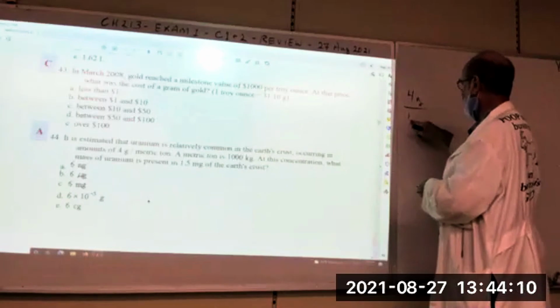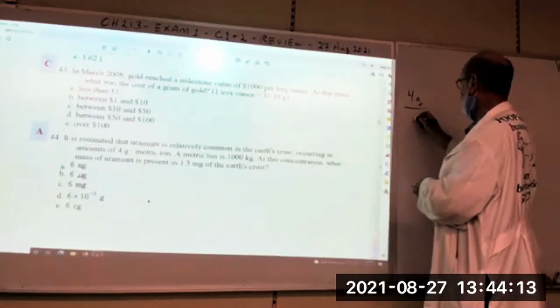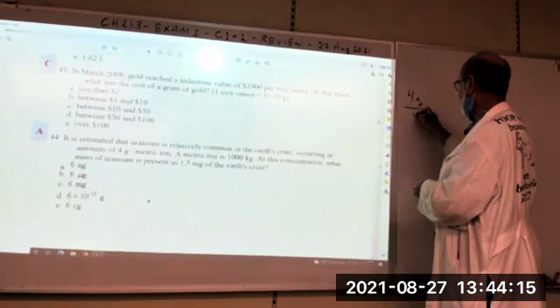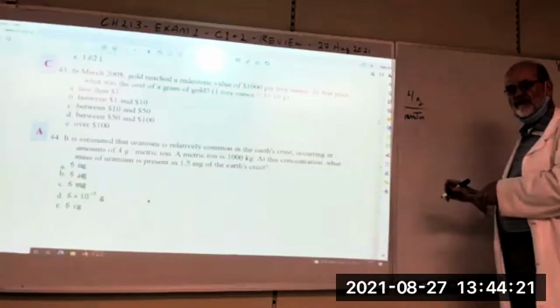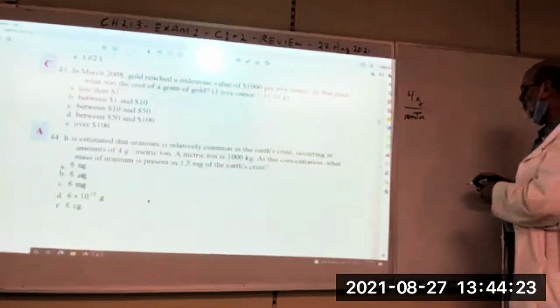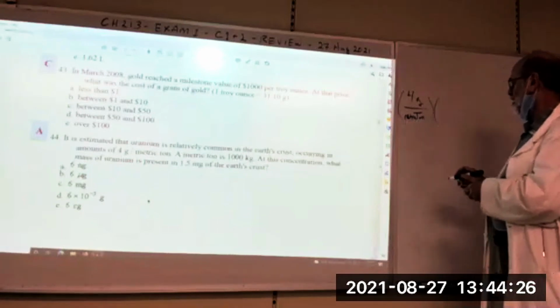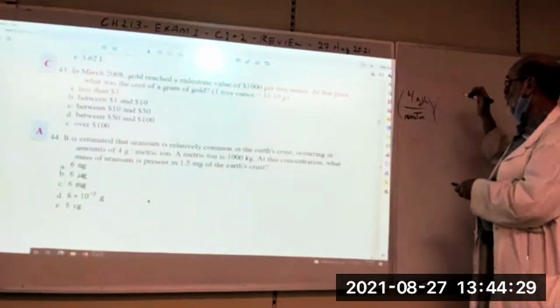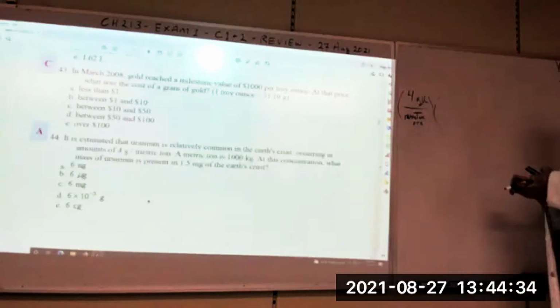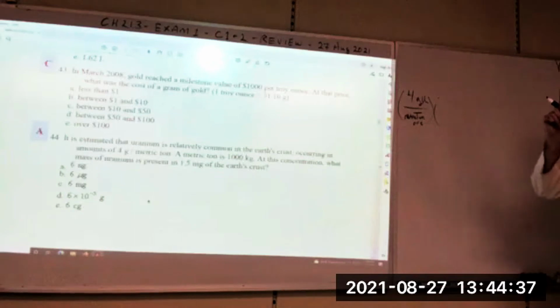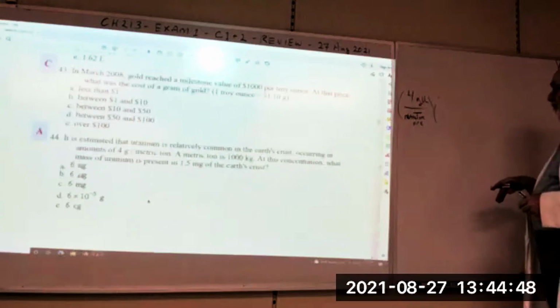I don't know how you write that, metric ton. I don't know if there's a special symbol for that. Right, so this is 4 grams of uranium per metric ton of ore. We're going to have 2 different mass measurements, one for the uranium and one for the ore, so we need to keep those separate.